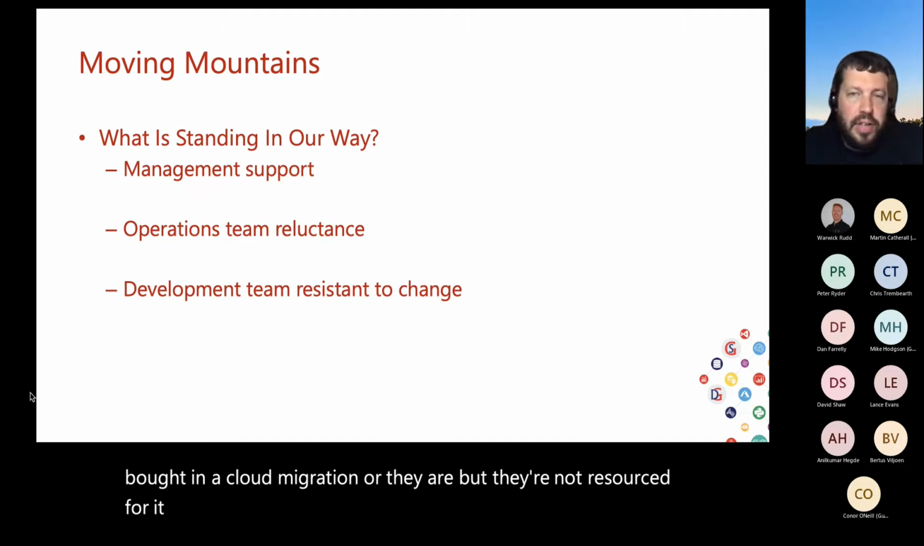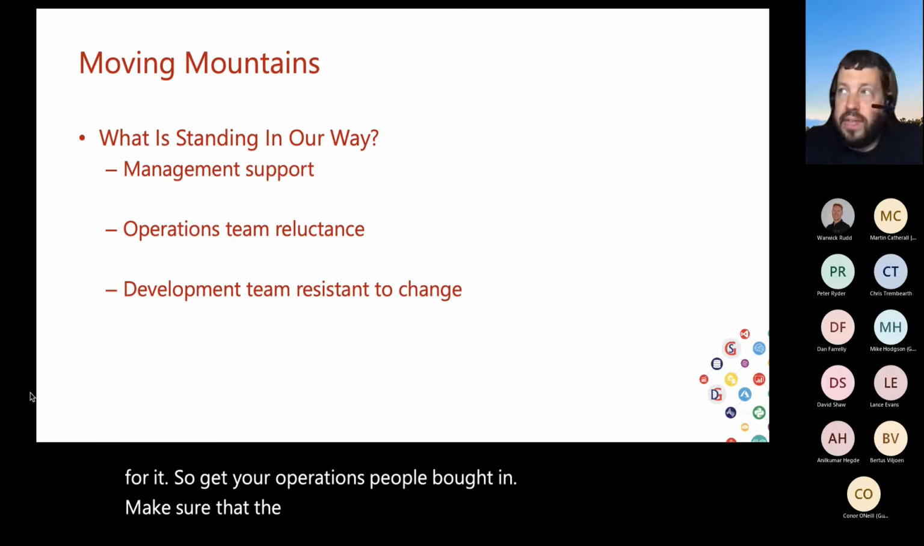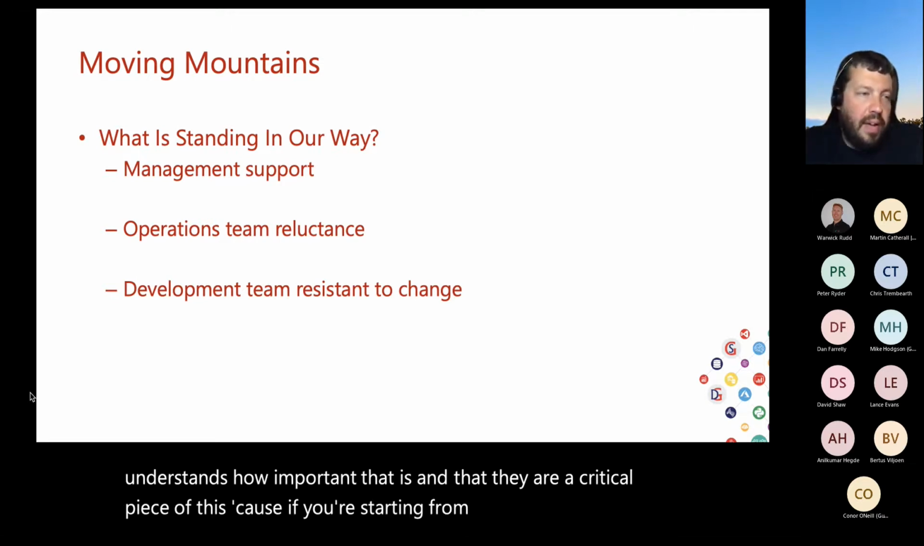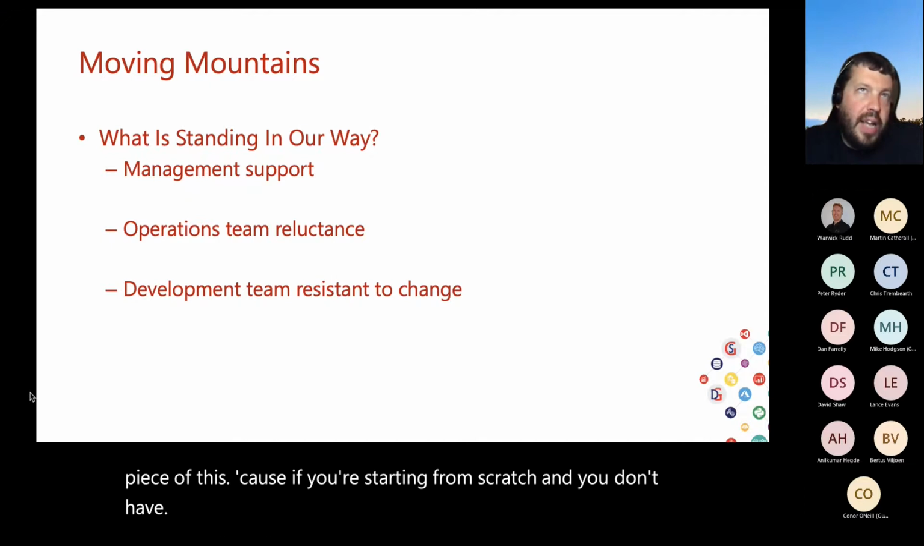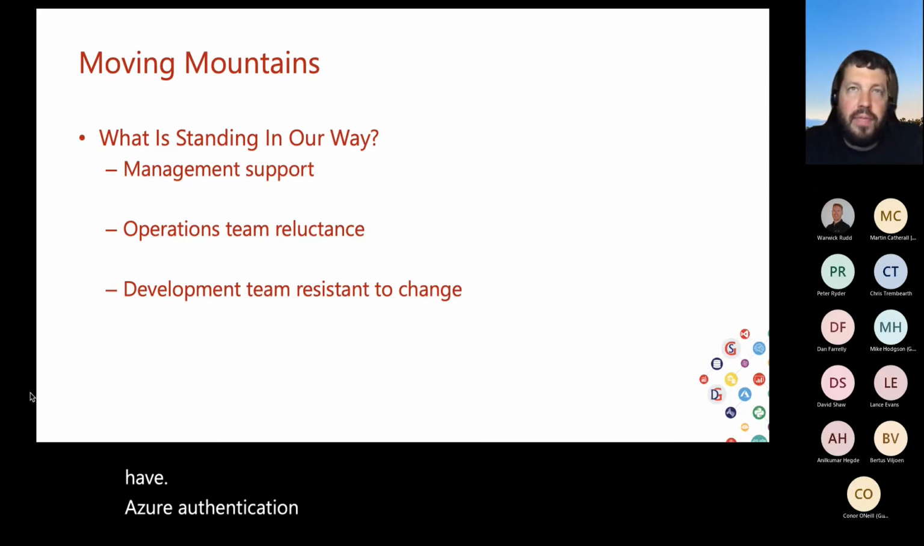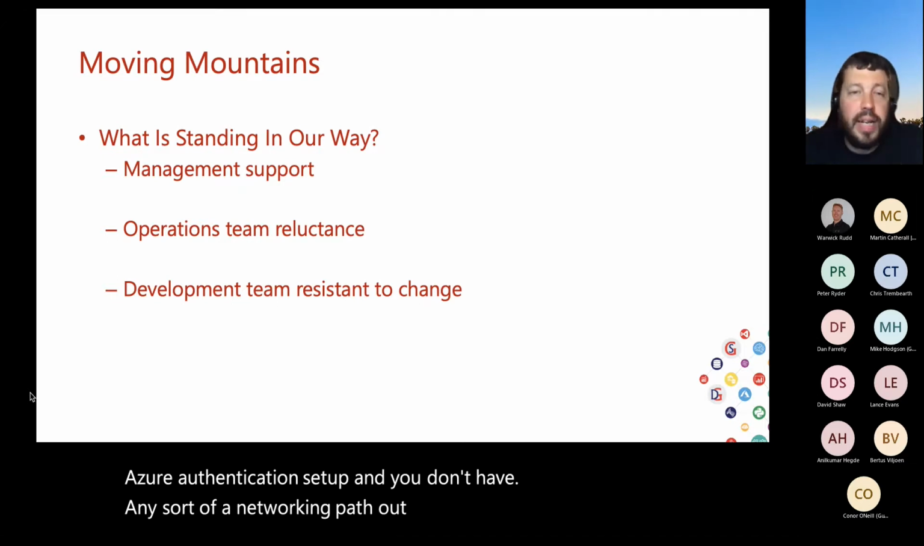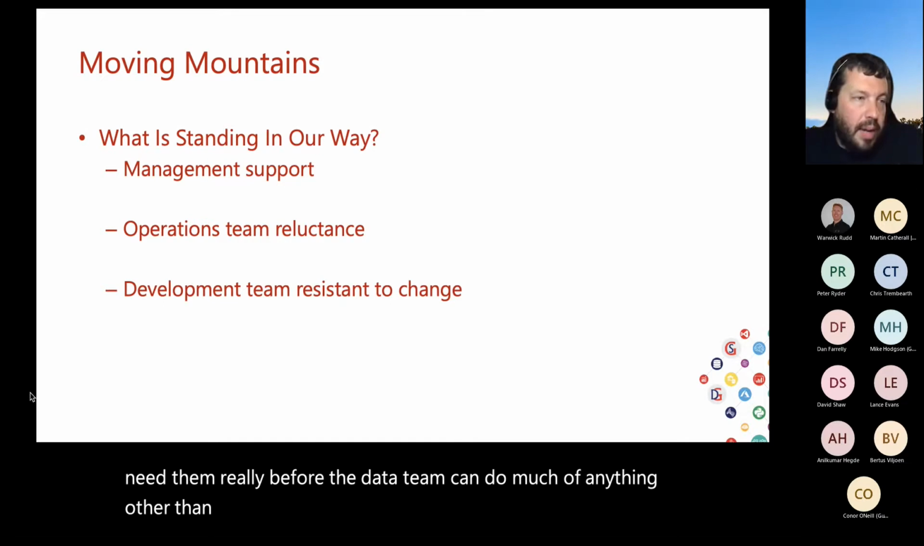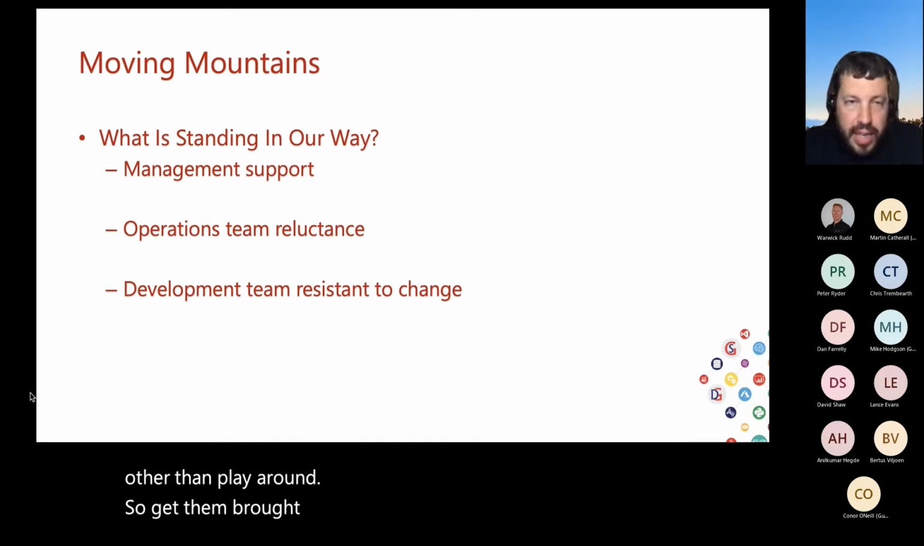So get your operations people bought in. Make sure that the leadership that's tasked you with this understands how important that is, and that they are a critical piece of this. Because if you're starting from scratch and you don't have Azure authentication set up and you don't have any sort of a networking path out to the cloud, you're going to need them really before the data team can do much of anything other than play around. So get them brought in, get them bought in, and this is all going to go much easier.